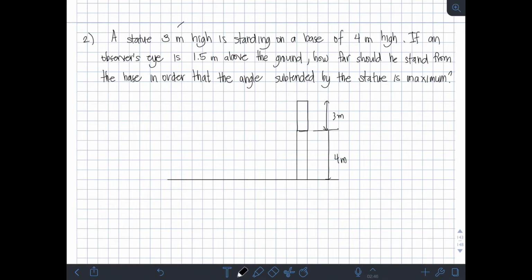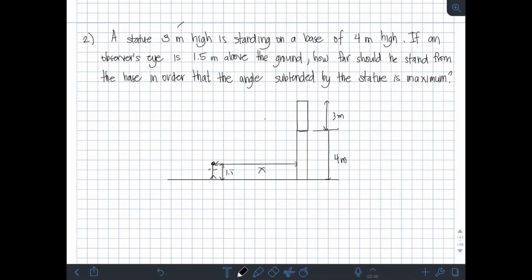Tapos, meron tayong observer. Siyempre, nasa ground din siya. Let's say, ito. Tapos, yung eyesight niya raw, yung eyes niya, yung line of action niya, let's say ito, is 1.5 above the ground. So, tumitingin daw siya dito sa statue. How far daw should he stand from the base? So, ang tanong is, ano yung distance na to? Let's say unknown x. In order that the angle subtended by the statue is maximum.